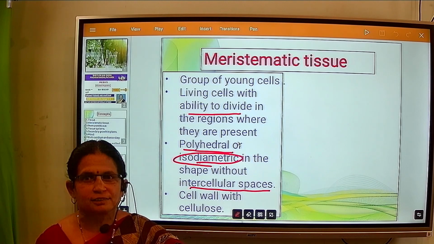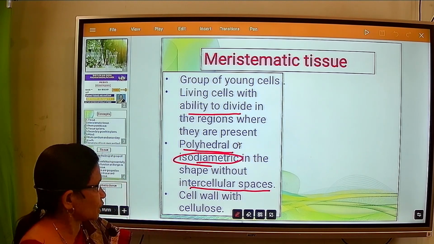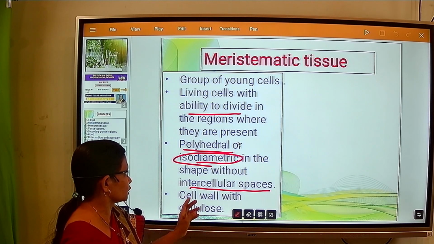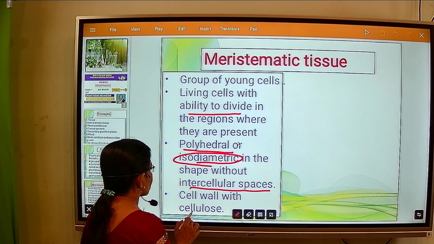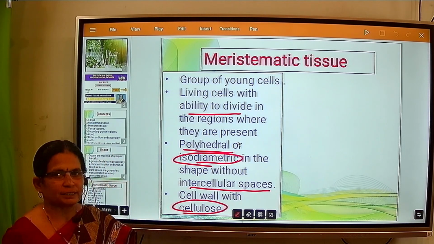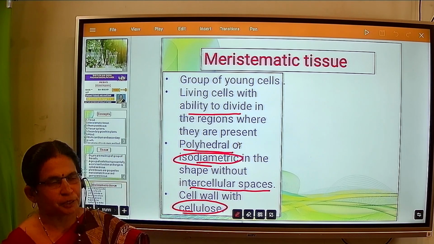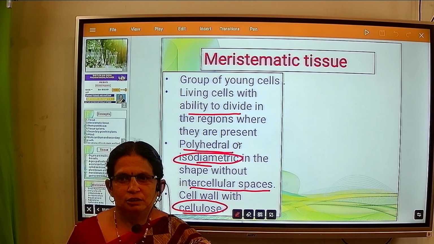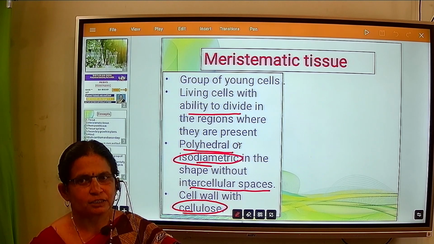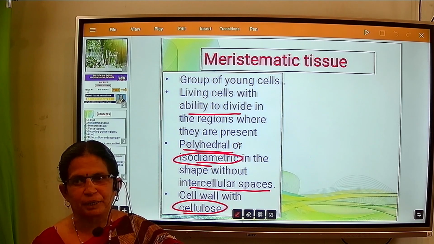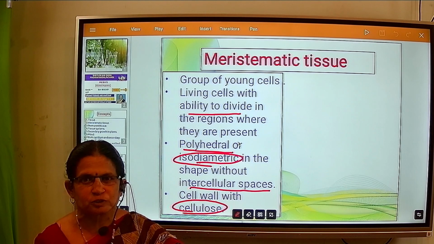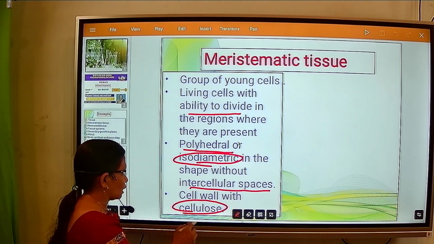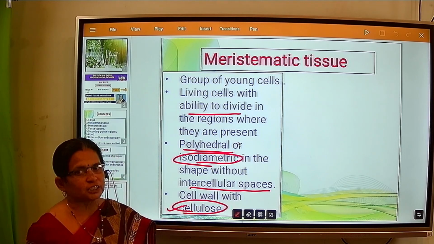While joining the cells, there will be no space between two different cells, so it is called without intercellular space. And the most important character, the cell wall is made up of cellulose. As you know, the cell walls of different plants or organs are made up of different compounds like pectin and cellulose, but in meristematic tissues, the cell wall contains only cellulose.